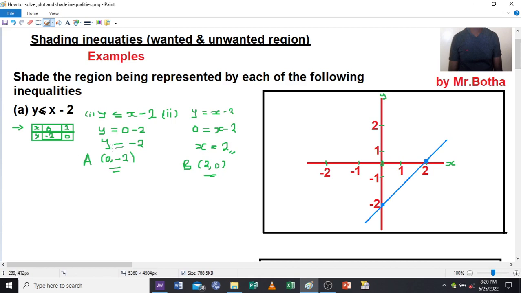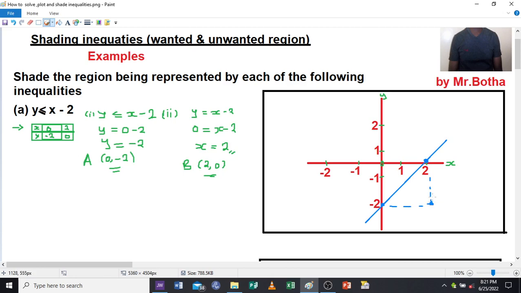To identify which region you need to shade, which one is the wanted and the unwanted region, you need to test. You can pick values on the bottom or on the upper side of the line that you have drawn. What I mean is, here we can pick the point, let's say 2 comma -2. If we see, this point is on the bottom part.